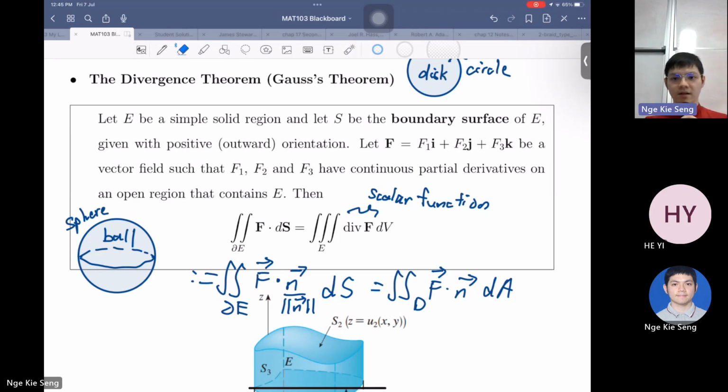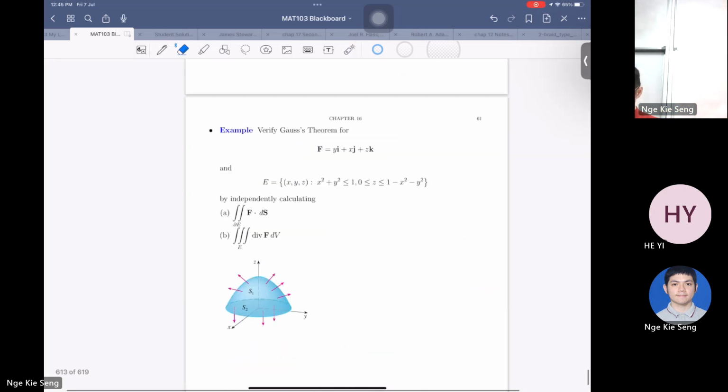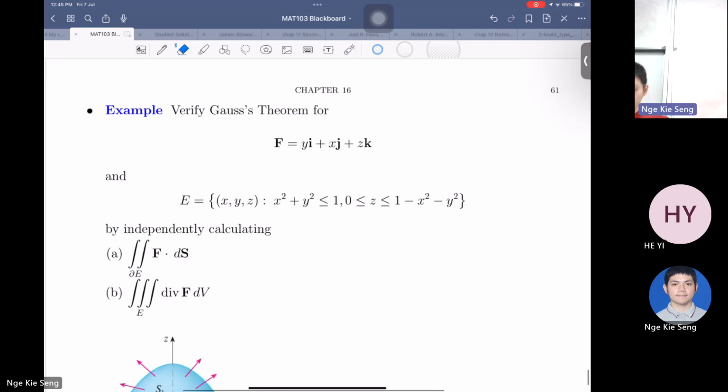Okay, let's continue. Let's do an example here. Verify Gauss's theorem, or the divergence theorem, which is the other name for it, by calculating the contribution of the vector field on your surface.